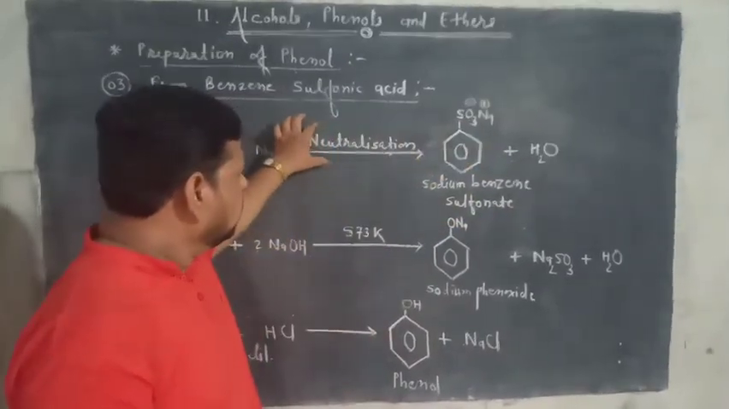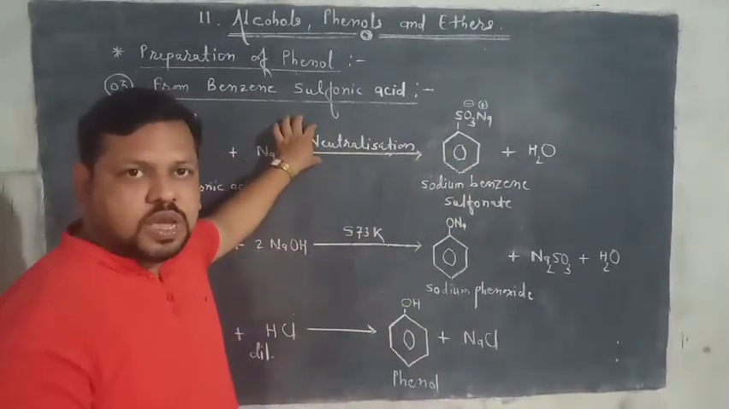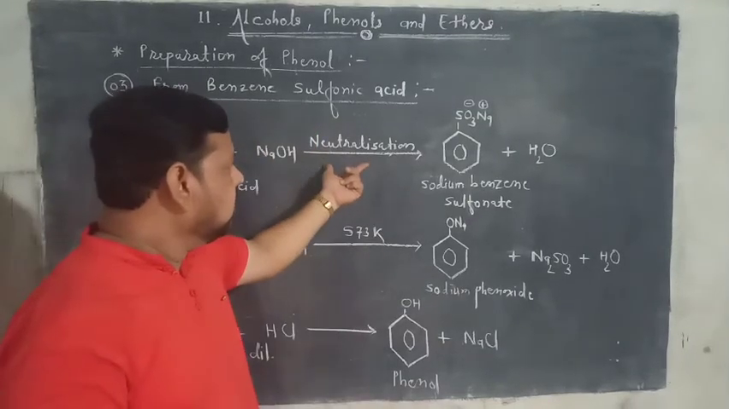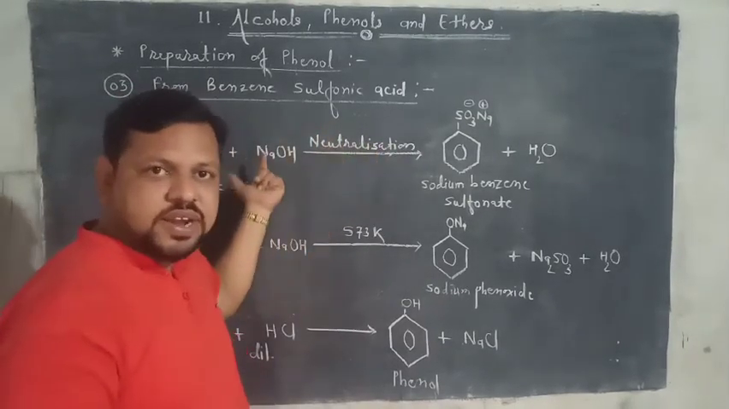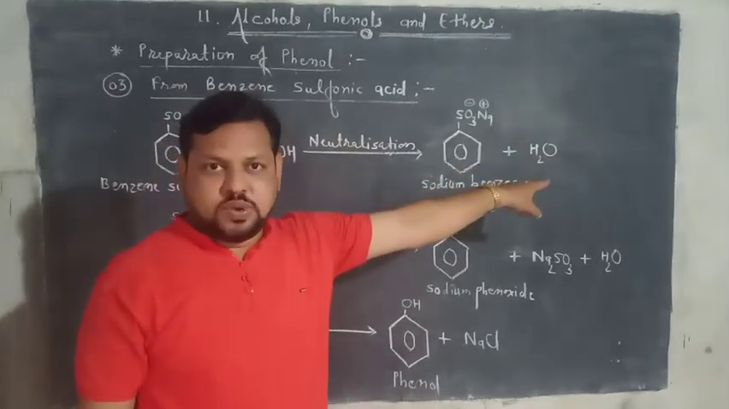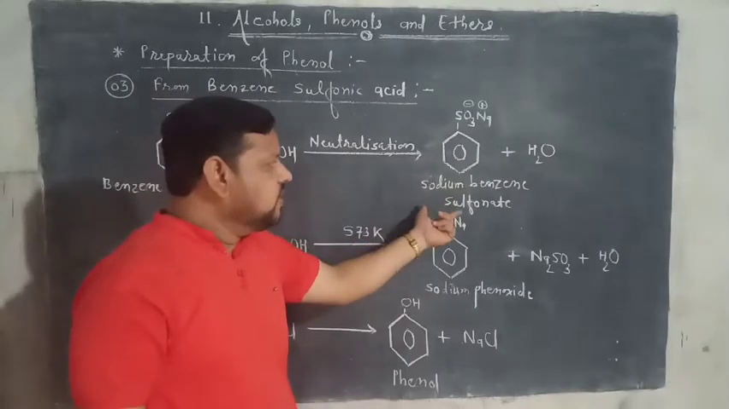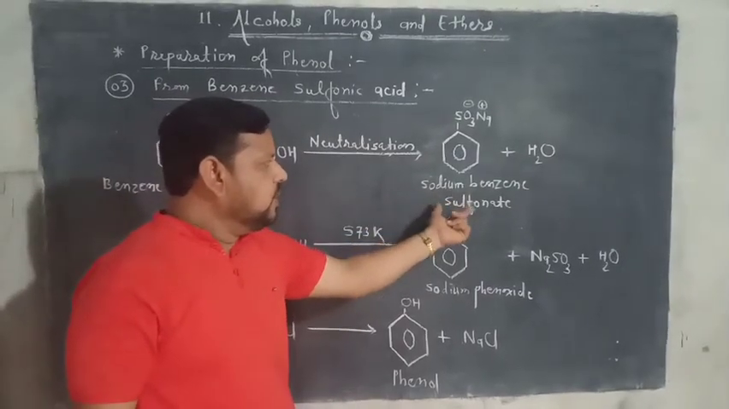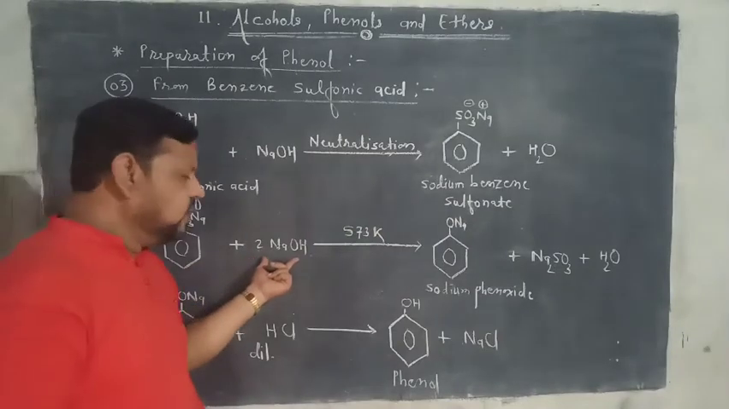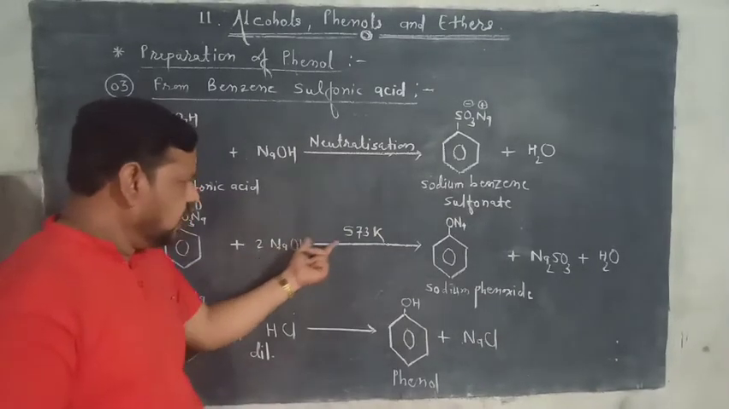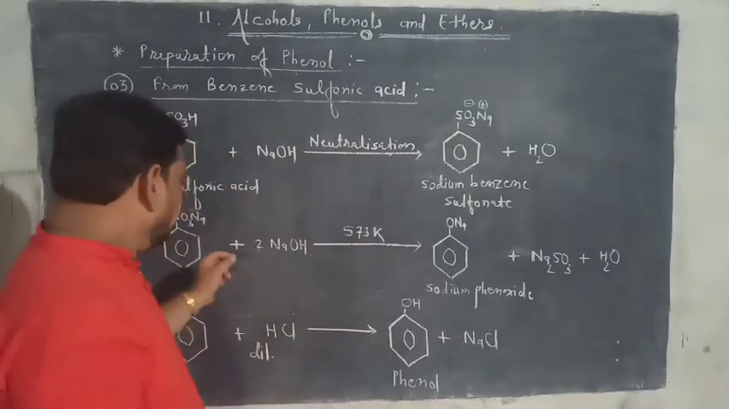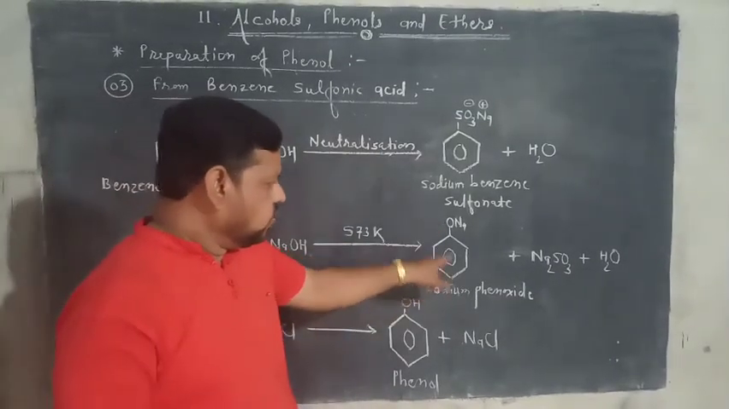As you know, this neutralization process we have already seen in the 11th class. Neutralization is the process in which acid reacts with base, then it gives salt and water. Then this sodium benzene sulfonate is fused with sodium hydroxide again at 573 Kelvin temperature. Then it gives sodium phenoxide.